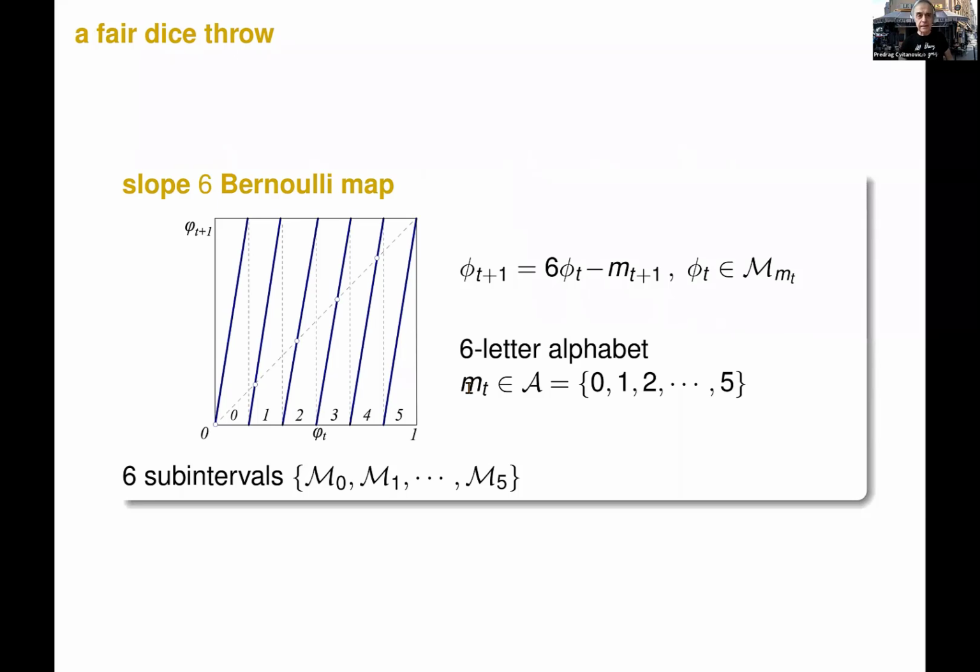So for example, if I'm trying to model a dice and I say it's a fair dice, when I throw it, I have 6 faces. So I can find an analog, which is a Bernoulli map of slope 6. And then at the initial point, I'm in one of the 6 intervals and I remember where I was. After a toss, I can land any place. It's done by this slope. Not to run away, I have to take modulo 1, and I do this by subtracting the integer, but I keep repeating it.